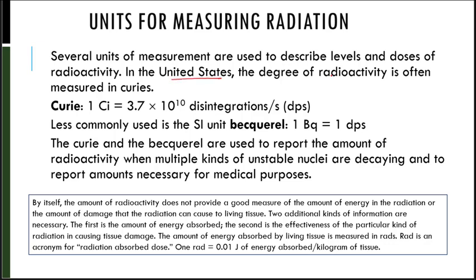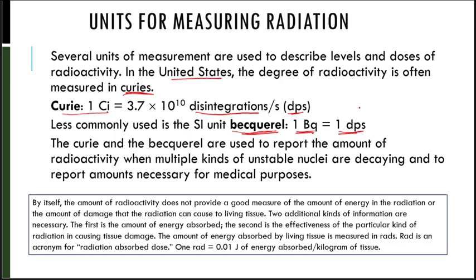In the U.S., the degree of radioactivity is often measured in curies. 1 curie is equal to 3.7 times 10 to the 10th disintegrations per second, or DPS. Less commonly used in the U.S. is the SI unit, becquerel. Now 1 Bq is equal to 1 disintegration per second.